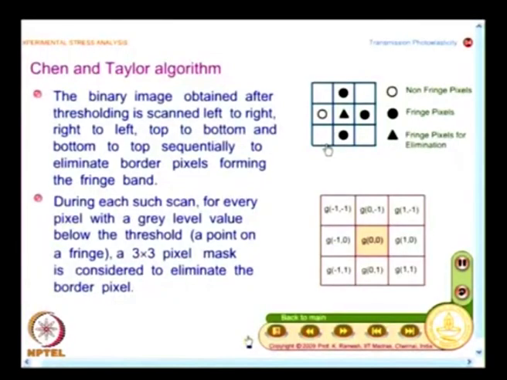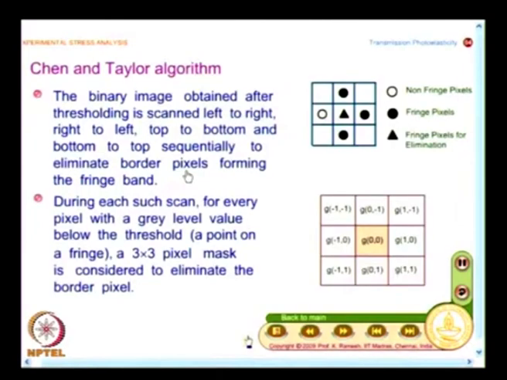So, what you have here is, the image has to be scanned left to right, right to left, top to bottom and bottom to top sequentially to eliminate border pixels forming the fringe band. So, now I have to develop a condition: how do I identify that this is a border pixel and how do I remove it?